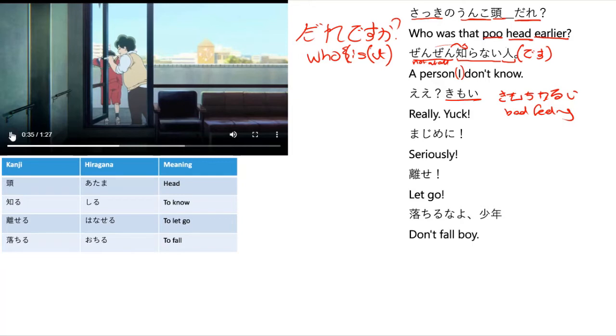Now, majime ni is actually an adverb. So, majime ni means seriously. So, it's implying again, majime ni suru. Or majime ni tsuyaku suru. So it's saying do it seriously or translate it properly. So majime ni is an adverb and it's implying that a verb would follow.